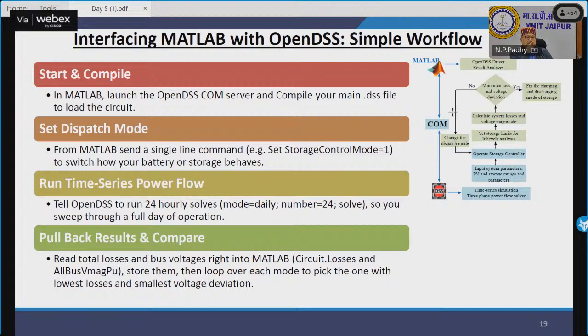Read total losses and bus voltages right into MATLAB: circuit losses, and all bus V mag per unit. Store them, then loop over each mode to pick the one with the lowest losses and the smallest voltage deviation. So it is a classical way of doing it, but the idea is how OpenDSS and MATLAB are integrated.